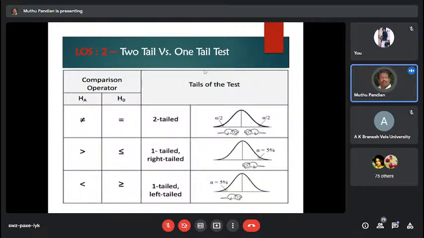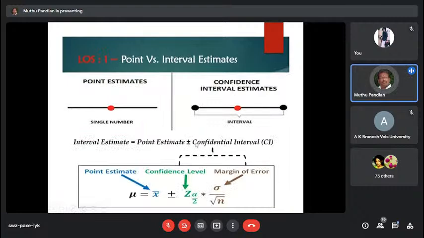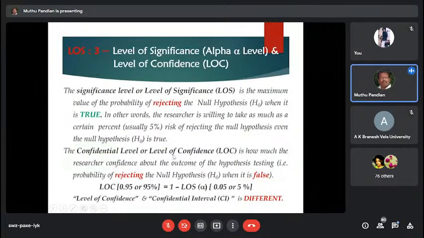For example, you can see in this slide that we are talking about the term confidence interval. The term confidence interval is different from the level of confidence. I want to highlight it here because many researchers confuse these two terms. They may feel that they are similar, but it's not like that. Both are different.